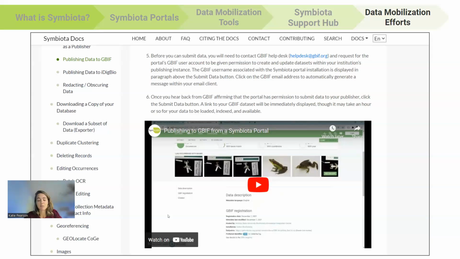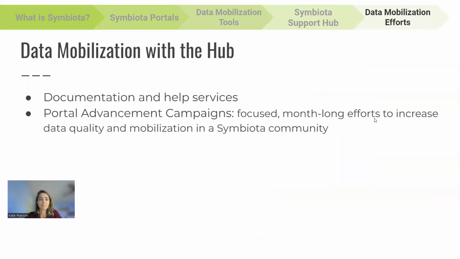One of the aspects that we are focusing on is publishing to GBIF. So here is a snapshot from our documentation site that talks about publishing to GBIF from a Symbiota portal. And because it's so easy to publish from a Symbiota portal to GBIF and to other aggregators, we've really been reaching out to the community to try to help get these data moving to where they can be seen even more widely.